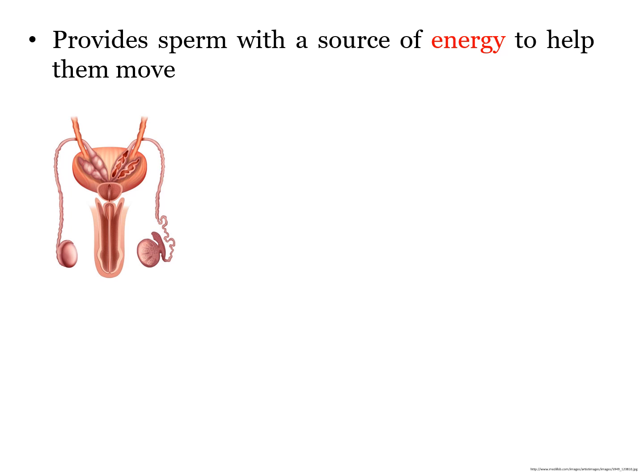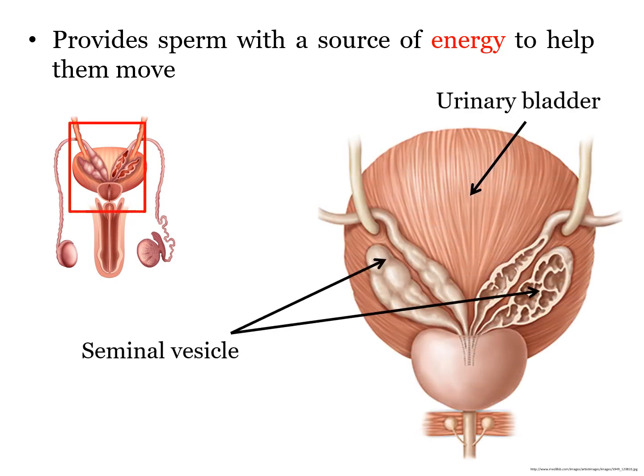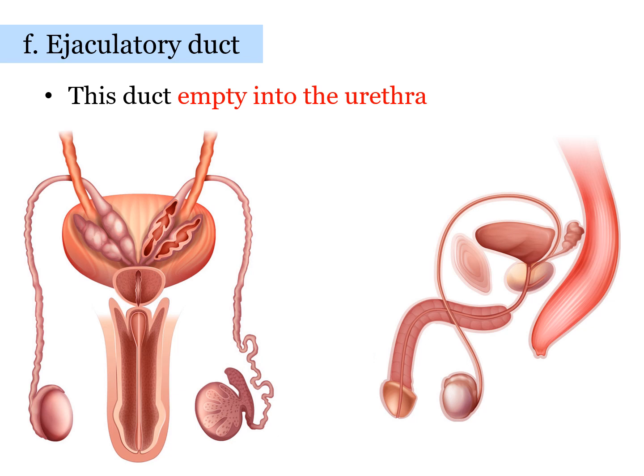A clearer view of the seminal vesicles. The ejaculatory duct is formed by the union of the vas deferens with the duct of the seminal vesicles. It basically delivers sperm and the seminal fluid into the urethra.